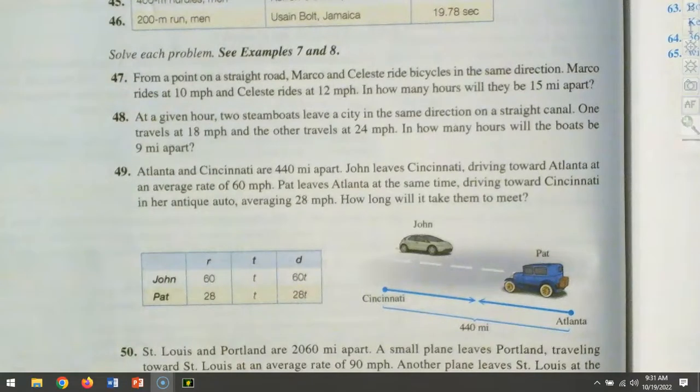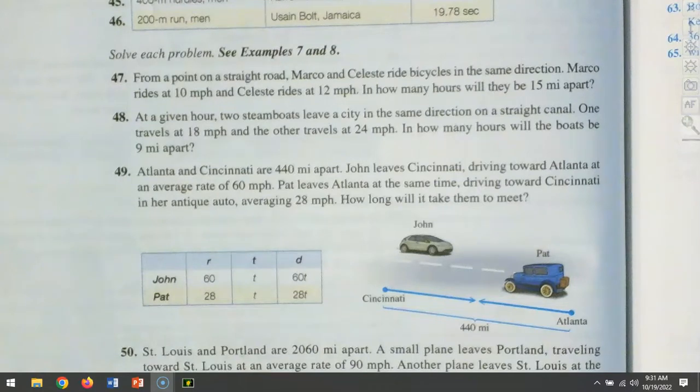Now, when we talk about distance, there are 3 things involved. When you drive a car, there are 3 things we can keep track of. If we go from, let's say, your house to school: how many miles it is to school, how fast you drove on the highway or different roads, and how long it took you. So rate, time, and distance. Those are our 3 components.